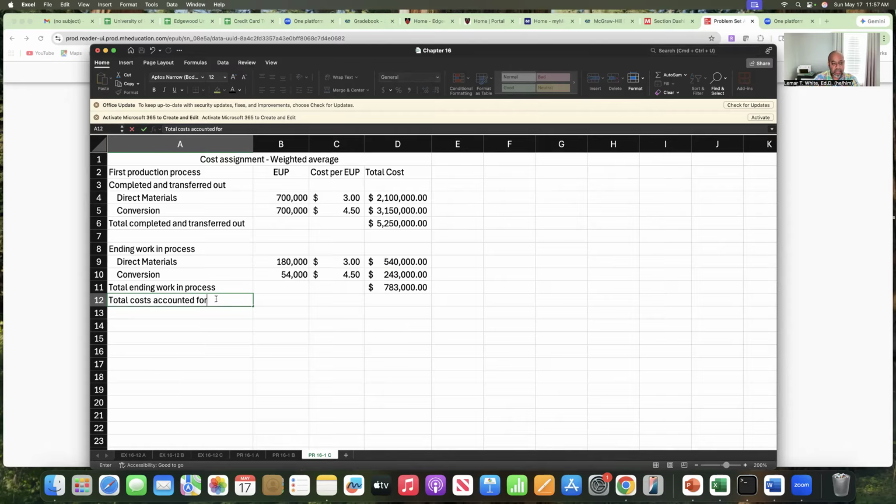So my total cost accounted for, I'm going to add together my completed and transferred out plus my ending work in process. And I get 6,033,000. And that is how you do this problem.